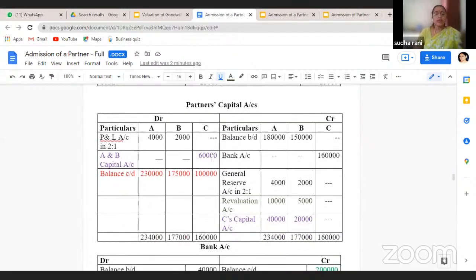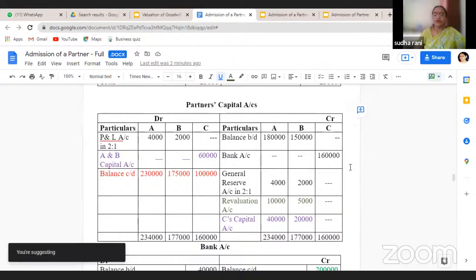Now, the next one is partners capital account. Children, are you there? Yeah. Now partners capital account. We already did about the partners capital account in our previous class. So here also, okay.